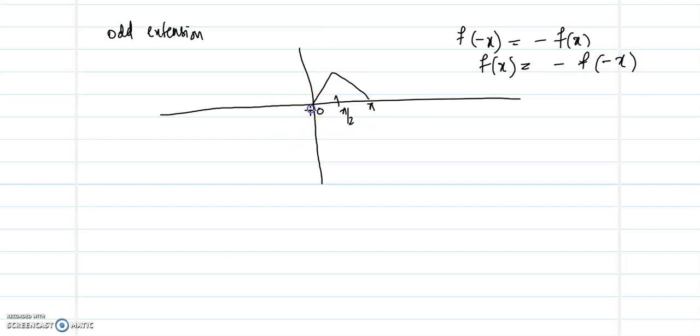So odd extension will be like this. So that will be extended symmetrically about the origin. So that will be 0, then you have minus pi by 2 and minus pi. And again in the next interval the same function keeps on repeating.